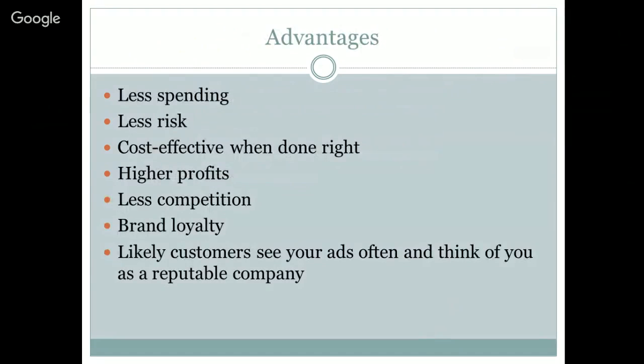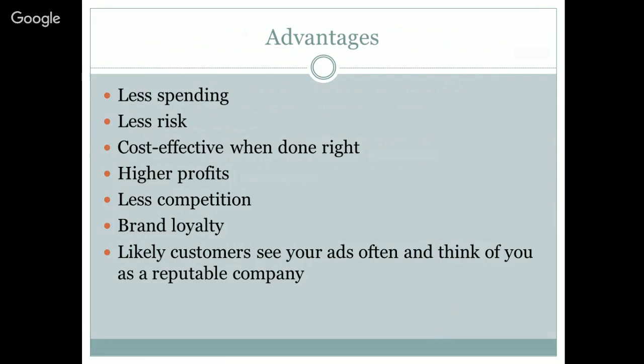Here are some advantages to niche marketing. There's less spending and less risk because you're investing less capital into it, and also because let's say you have a really bad ad that you're sending out. Fewer people are seeing that. Niche marketing can be extremely cost effective when it's done right, leading to higher profits.